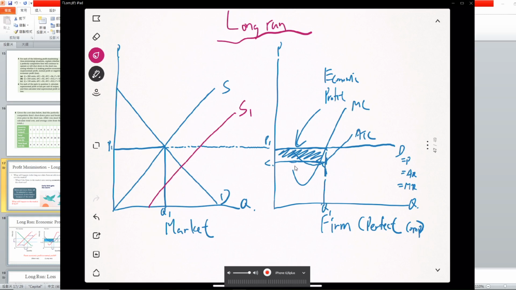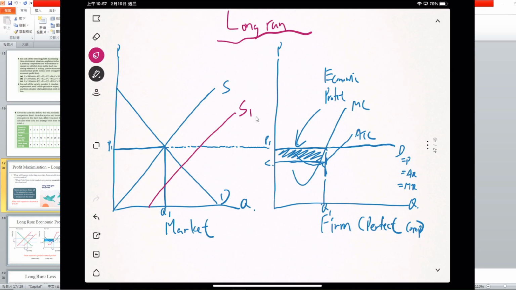normal profit. Because after that, many outsiders will see, if I enter the market, I can only earn normal profit. So it doesn't look that attractive to me anymore, and I'm not going to get into the market. So in the long run, if you were earning economic profit in the short run, it will go back to normal profit. That is the adjustment of the long run.